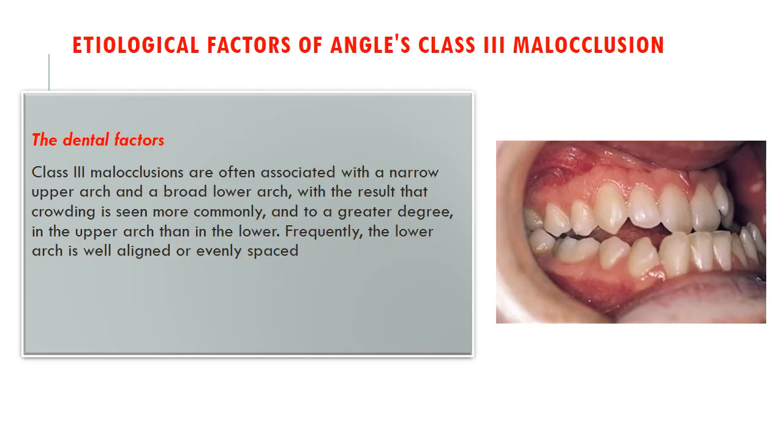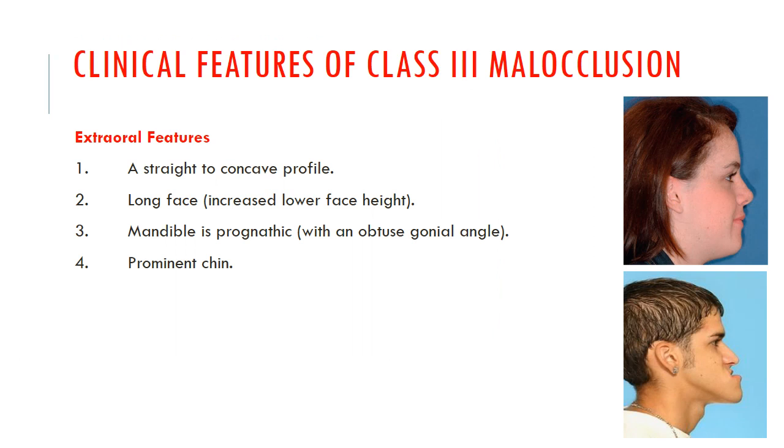Dental factor. The class 3 malocclusions are associated with a narrow maxilla and a large lower arch, and so the crowding is seen more commonly and to a greater extent in the maxilla than in the mandible. Frequently, the mandible is well aligned or evenly spaced because it is already large. So you will not have any dental problem in the lower arch, like crowding, rotation, or buccal displacement due to the lack of space. This is not common.